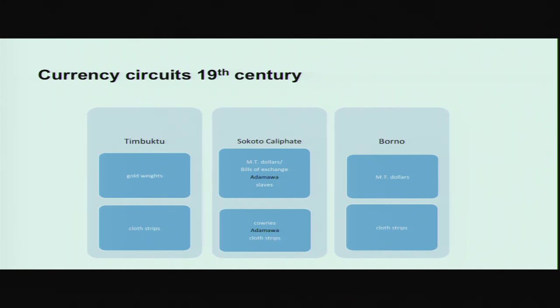It's interesting, for instance, that the ruler of Borno asked a traveler for a stamp to stamp coins, because they never used bills of exchange. One of the principal reasons was political, not security, and North African traders were not developing this. This is what I tried to show from my few pieces of evidence. Thank you.